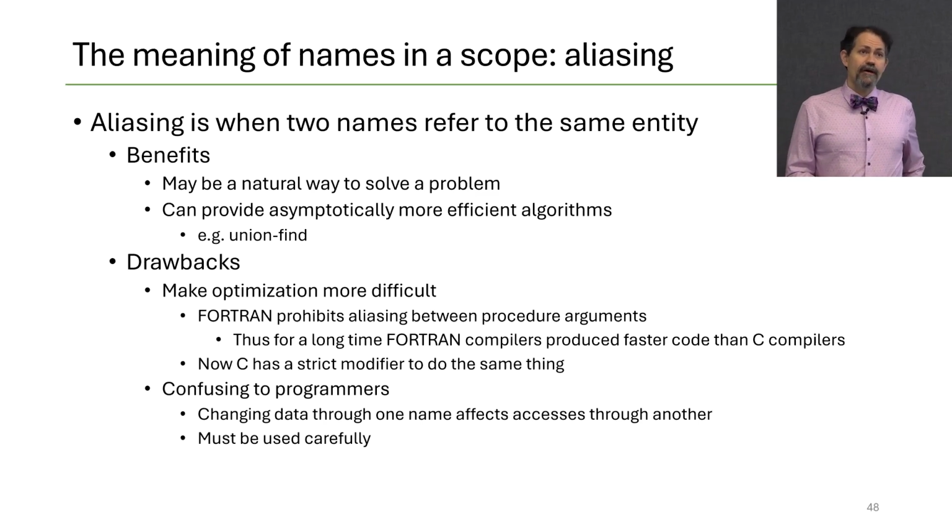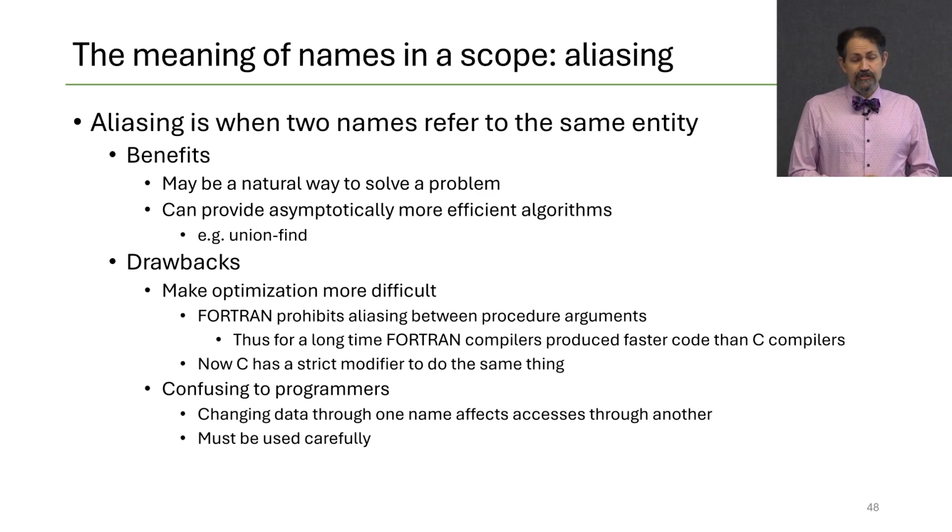On the other hand, there are drawbacks to aliasing. It can make optimization more difficult. In fact, Fortran even prohibits aliasing between procedure arguments. And for a long time, Fortran compilers could produce faster code than C compilers because they could take advantage of this assumption. Now, C has a modifier called restrict that does the same thing and provides a similar performance advantage.